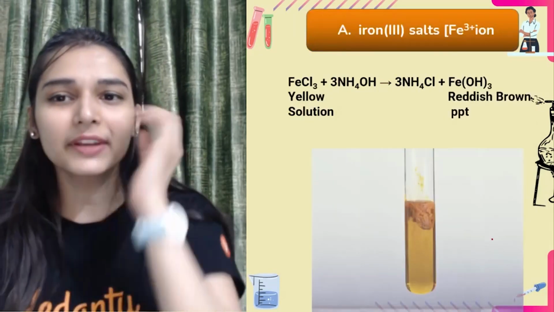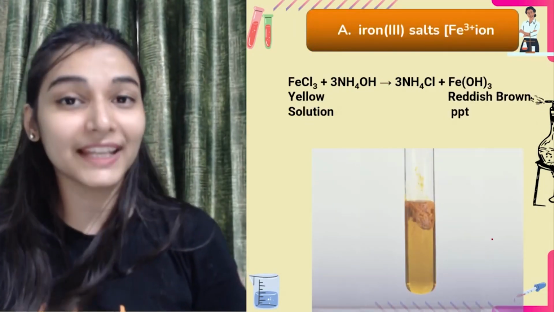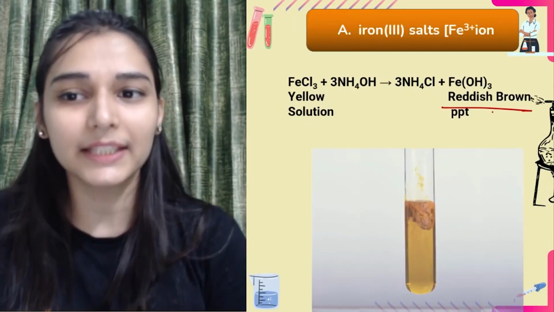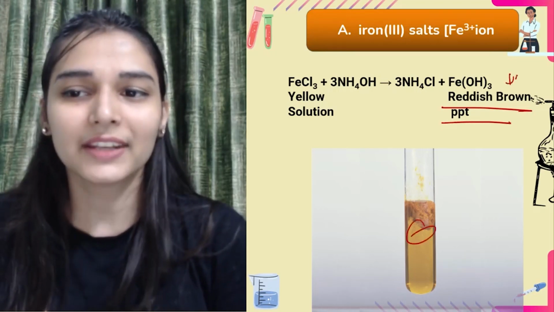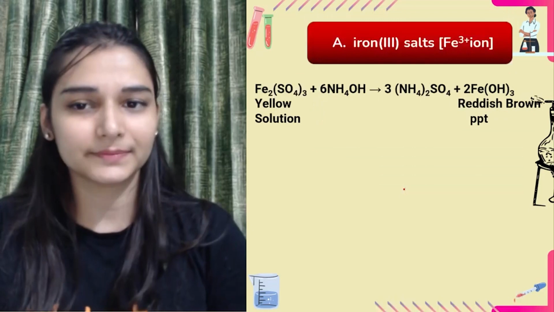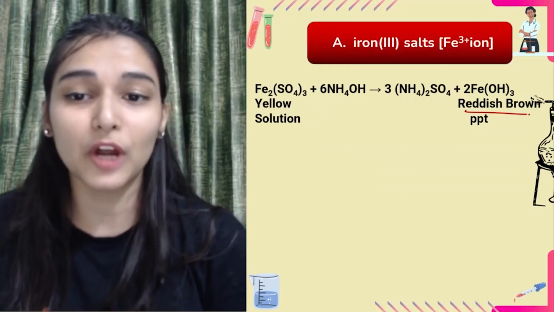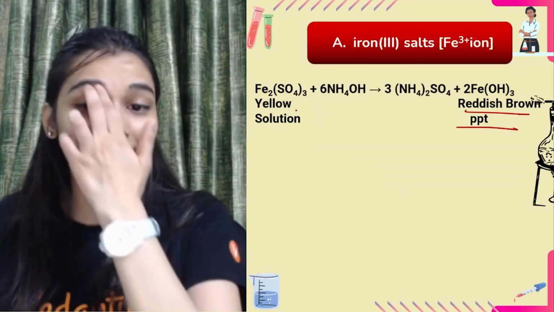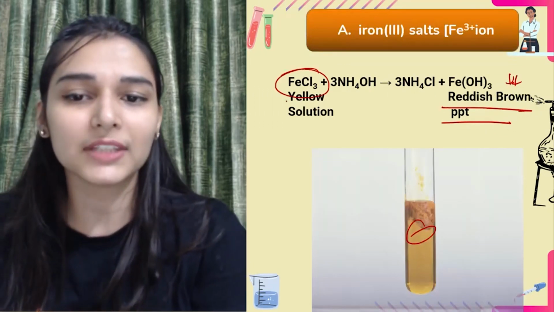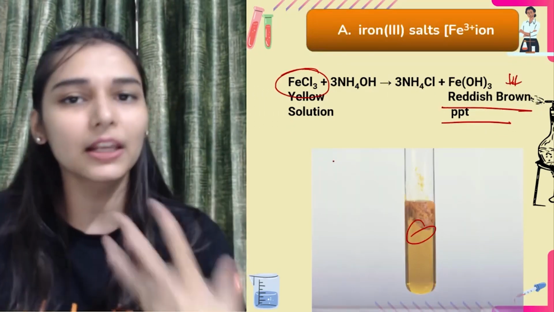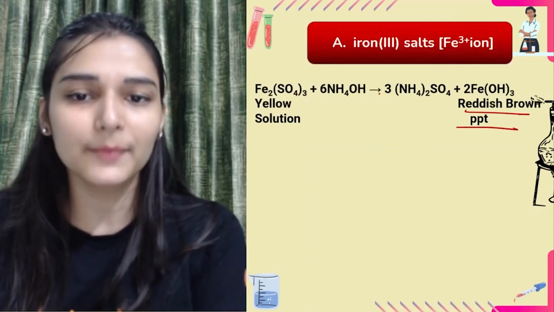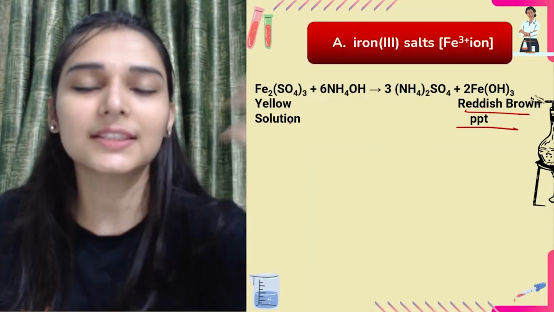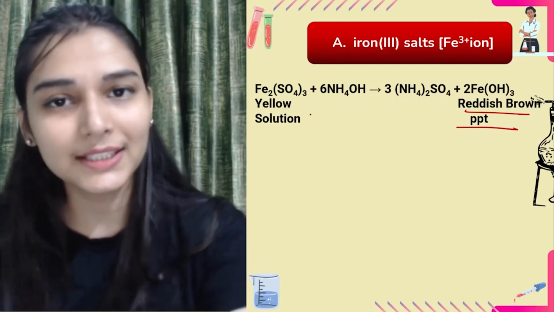Now the next thing: what happens with the ferric ion? You are getting the reddish brown precipitate, Fe(OH)3, just like that. The rest of the reaction would be similar. Here also reddish brown precipitate will form. Now when this reaction is happening, earlier you had taken simple FeCl3, yellow solution, ferric chloride, treated with simple ammonium hydroxide. Here we have taken the sulfate, not chloride but the sulfate.